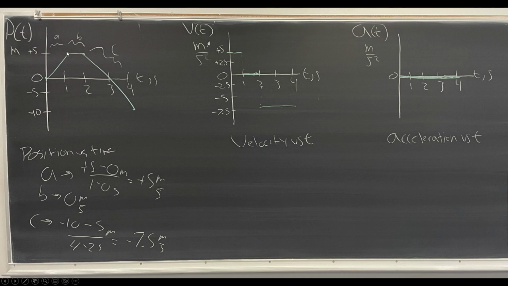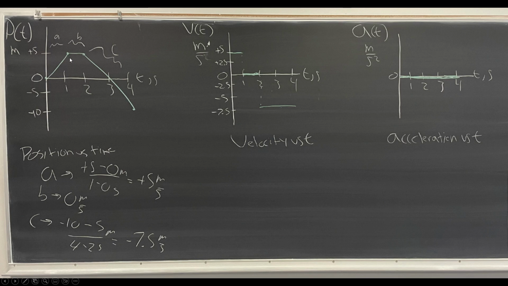For any particular line segment, the slope is the final y position minus the first y position divided by the second x position minus the first x position. So for line segment A, that would be positive 5 meters minus 0 meters divided by 1 second minus 0 seconds. And that gets us positive 5 meters per second for a slope.